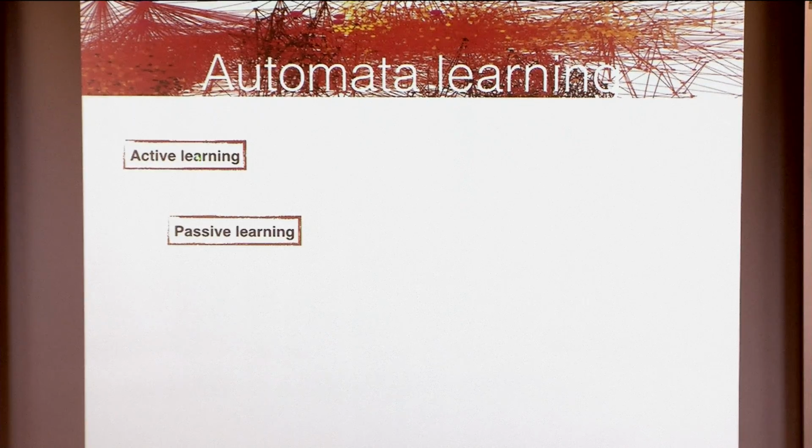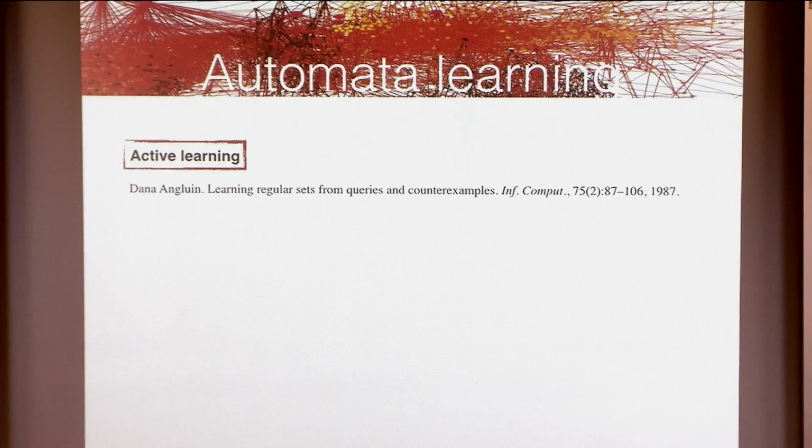So the idea behind active learning is that you have a black box system, and you can query it actively. So you can ask, at any step, any question about membership. The idea behind passive learning, and there are various algorithms for passive learning, is that you record the behavior of a system for a couple of days or hours or whatever. You have a log, and then you try from the log to infer a model that approximates what the system does. So for the rest of the talk, when I mention learning, I always mean active learning.